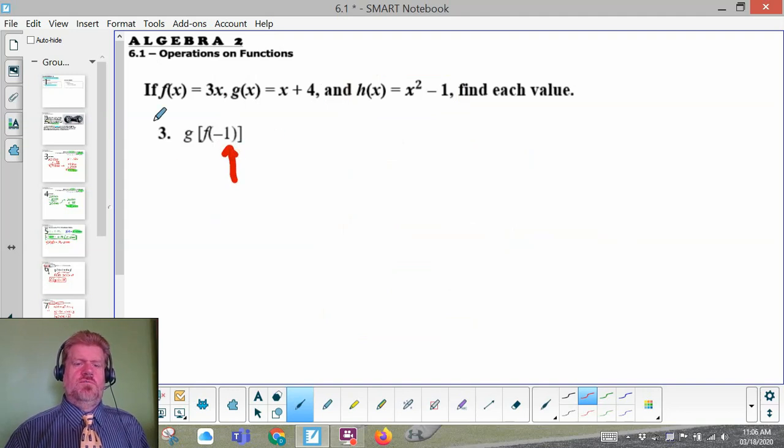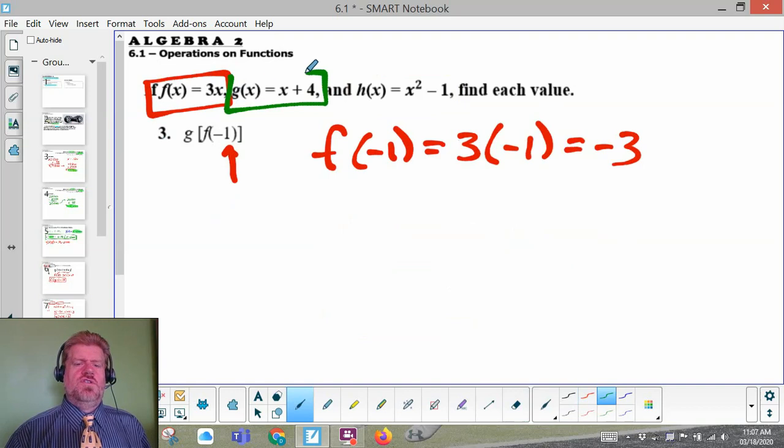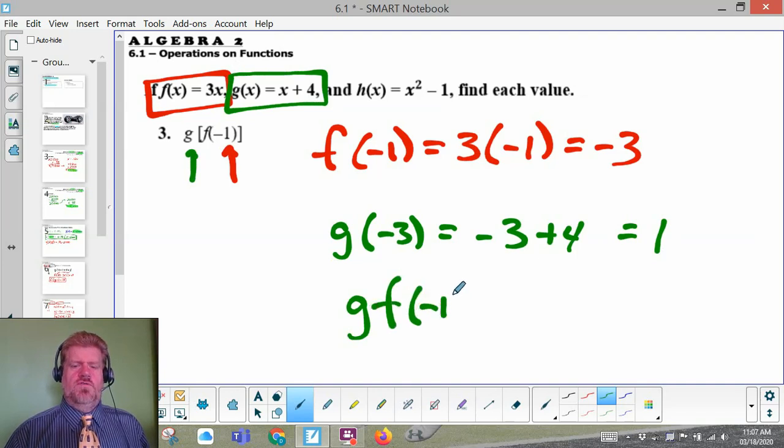F of negative 1. Instead of 3 times x, it's 3 times negative 1, which is negative 3. All right. We're going to put that negative 3 into g, because that's what's out here. So g of negative 3. Negative 3 plus 4, which equals 1. So g of f of negative 1 equals 1.